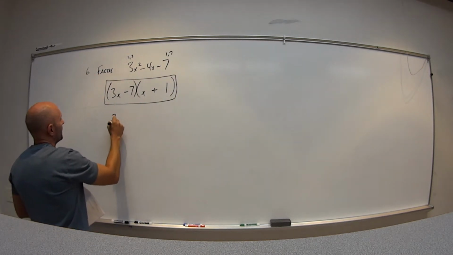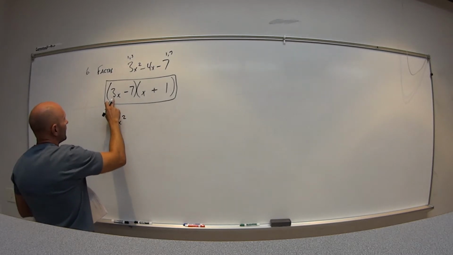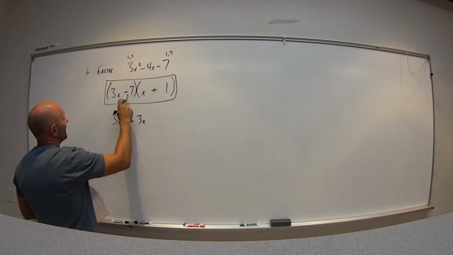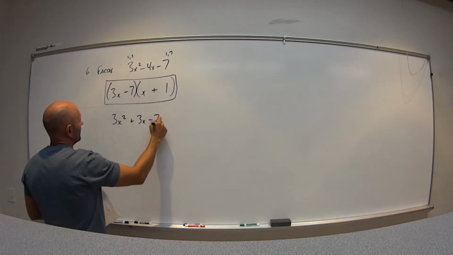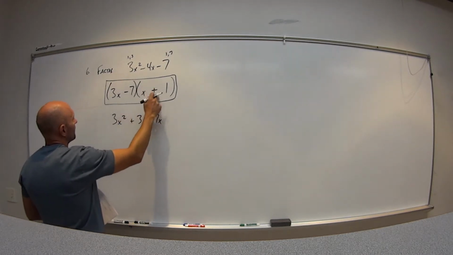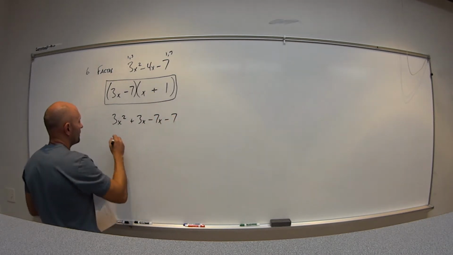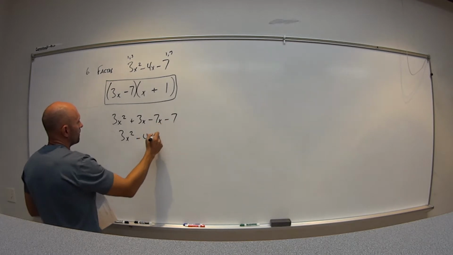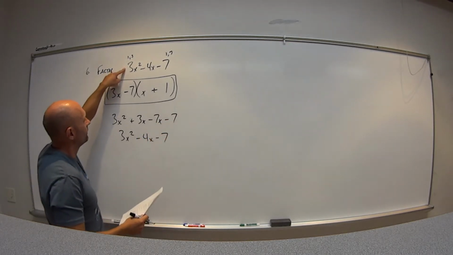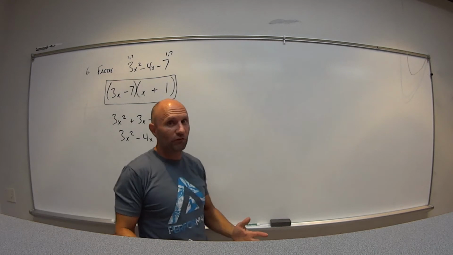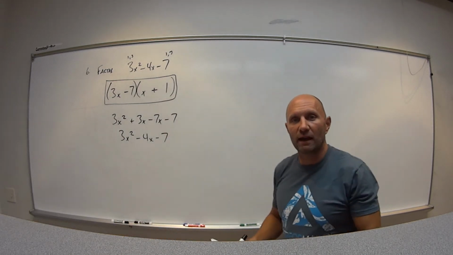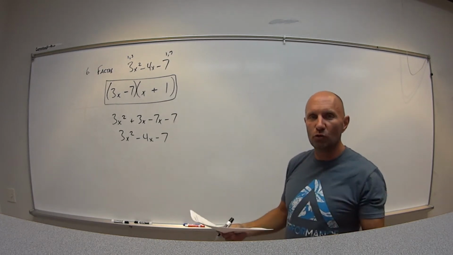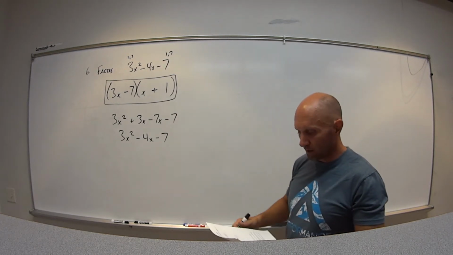3x times x, 3x squared. Outside, 3x times 1 is plus 3x. Inside, negative 7 times x, so minus 7x. Negative 7 times 1 is minus 7. So this is 3x squared minus 4x minus 7, which is what we started with. So I am 100% sure now that what I have in the box is, in fact, 2 binomials that when multiplied together give me that quadratic.